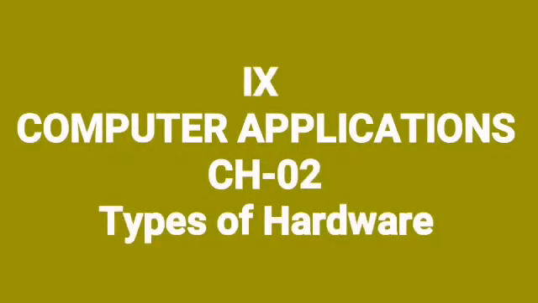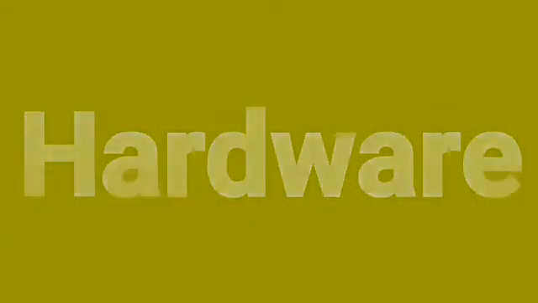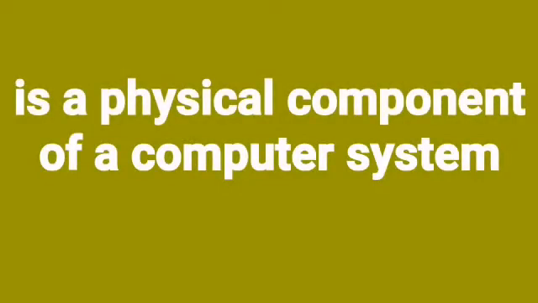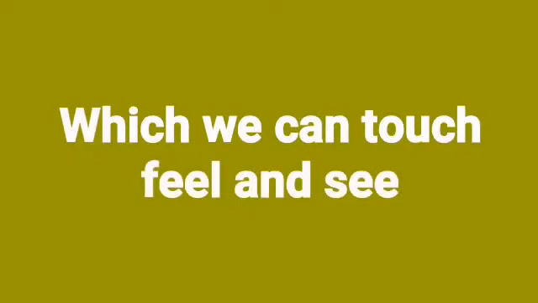Now, the second chapter is types of hardware. What is computer hardware? As the name suggests, hardware is the physical component of a computer system which we can touch, feel and see. That is the hardware of a computer system.